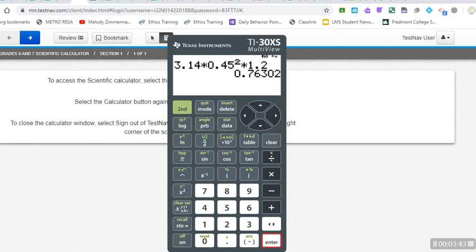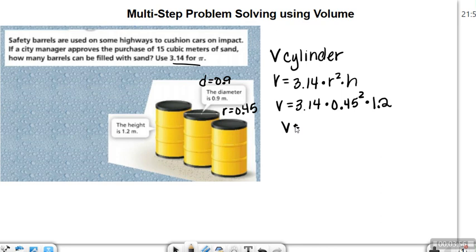So let's round, and for this one I'm going to go to the hundredths place. So that's between the 6 and the 3. So the 6 looks at the 3 and it tells it to stay. So 0.76. So I'm going to make this approximately 0.76, and this is meters cubed. All right, so this is the volume of one barrel. But we know that we need to figure out how many, oh, I spelled that wrong. Only has one L. There, B-A-R-R-E-L.